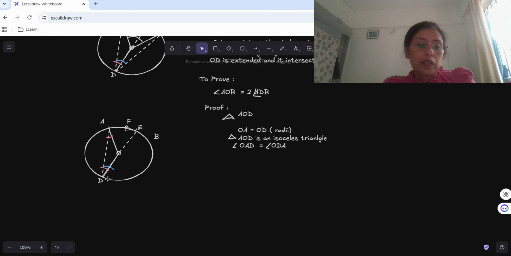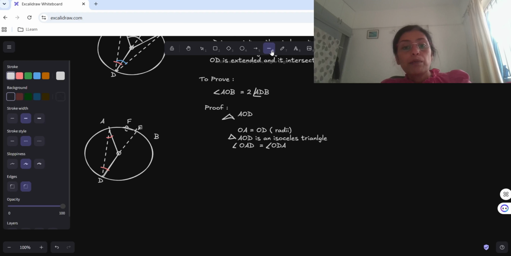Okay, and I'll remove this. So this is a cleaner figure, right? Here we can very clearly see OA and OD are the two radii of the circle, and because triangle OAD has two sides equal, it forms an isosceles triangle. The angles opposite to equal sides are equal in an isosceles triangle. So this means angle OAD will be equal to angle ODA. So this is clear until now.